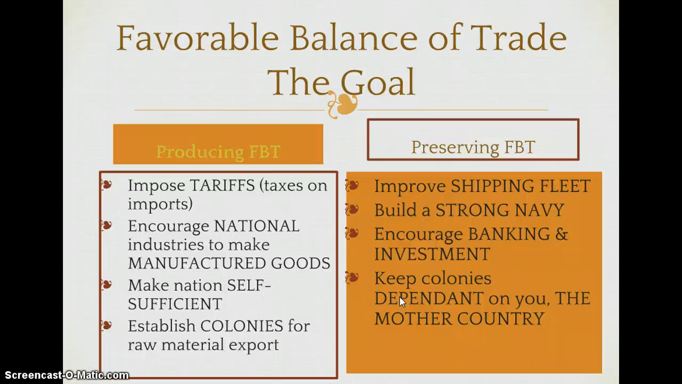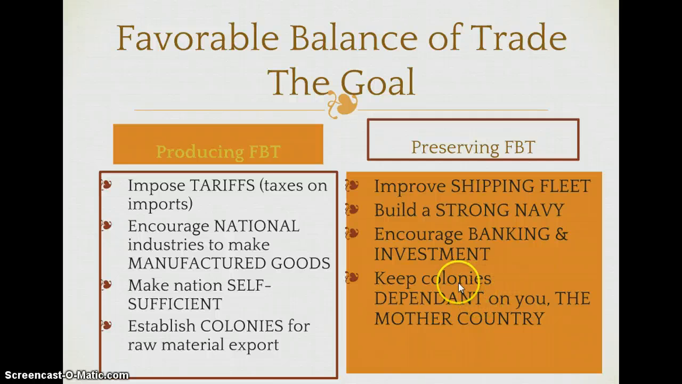So we start to see from the 15th to 16th to 1700s, each European country, as this spreads, they will build and improve their shipping fleets. Build a strong navy to protect their ships as they trade, because remember, pirates are a problem. So they had to have a strong navy to protect their merchant ships. A nation would start to encourage banking and investment, to encourage people to ship and be merchants and make goods.